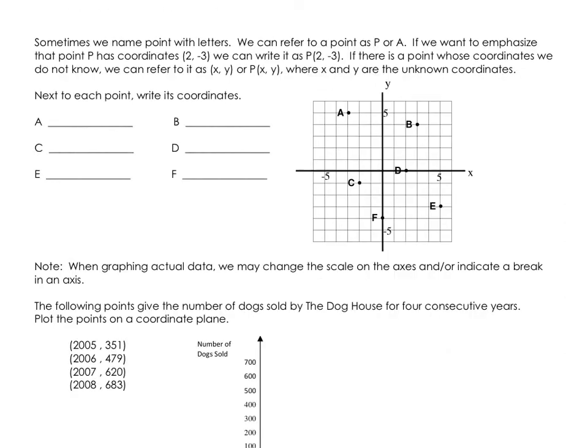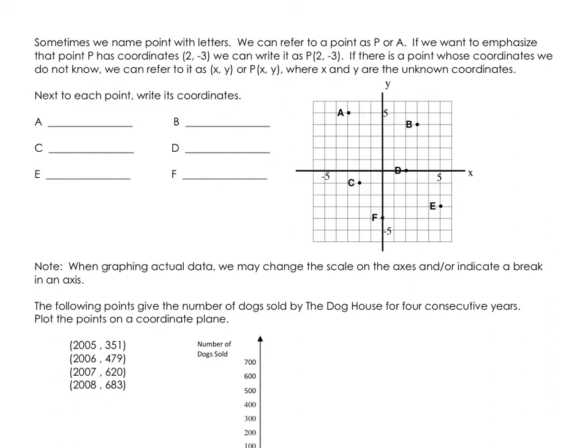Sometimes we name points with letters. We can refer to a point as P or A. If we want to emphasize that point P has coordinates 2, -3, we can write it as P(2, -3). If there is a point whose coordinates we do not know, we can refer to it as (X, Y) or P(X, Y), where X and Y are the unknown coordinates. So next to each point, write its coordinates.